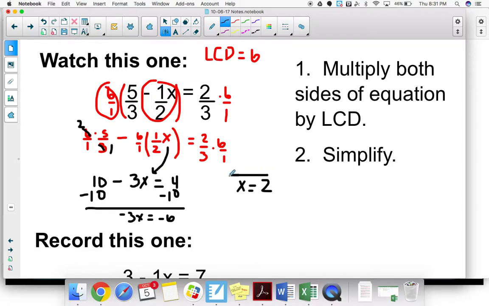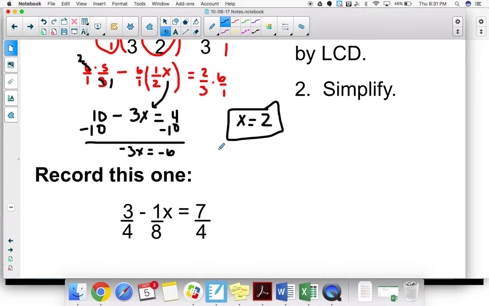All right, hopefully you like this strategy. And if you don't, that's okay. I'm not going to require you to use it. I just think it's slick, man. I think if you don't have to deal with fractions, why would you?